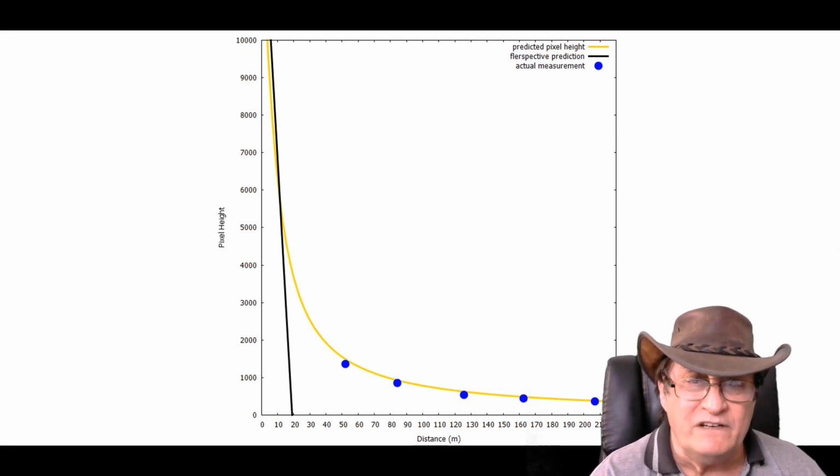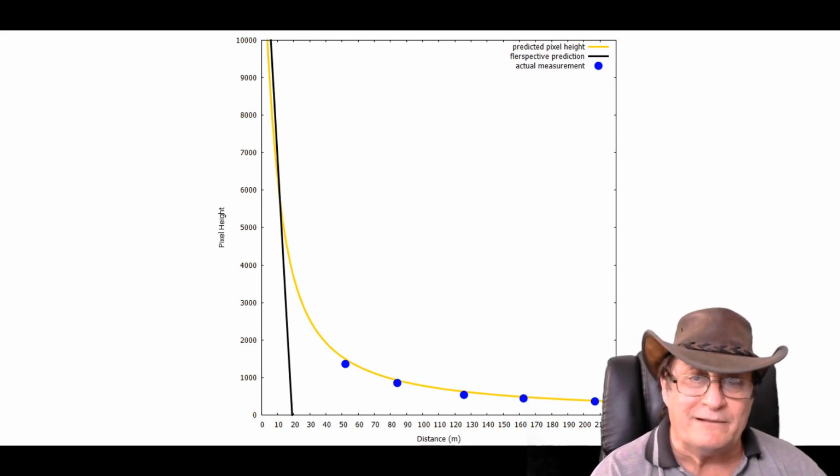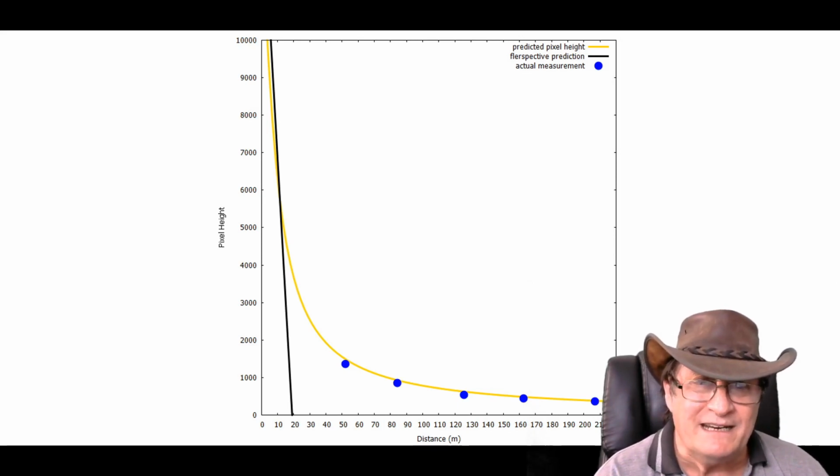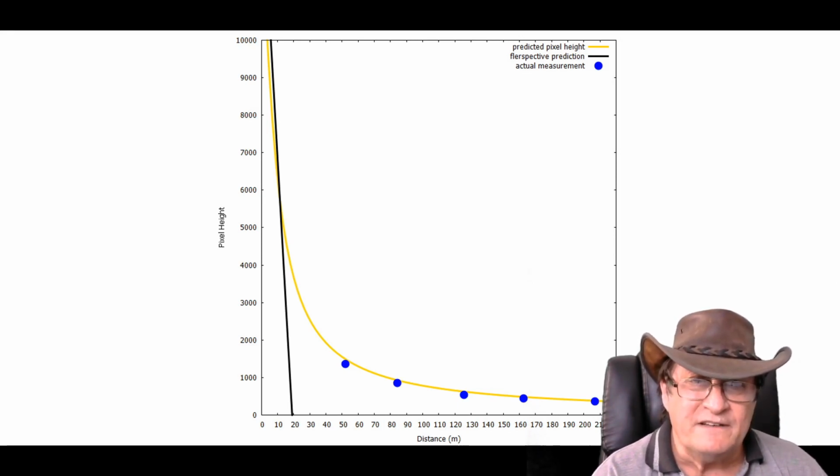No funky visual things going on, no optical drop. No extra perspective you have to add in. What you photograph is actually spot on. As you would expect, that's reality. Reality agrees with the way perspective should work. And the poor old Flerspective linear line there is all hopelessly outclassed by real live measurements.